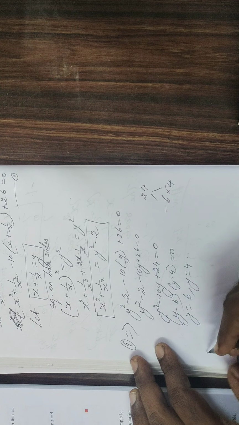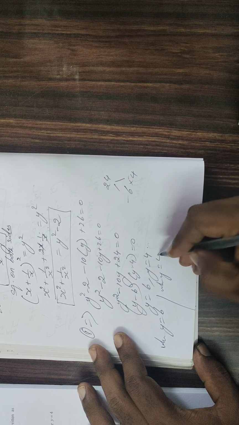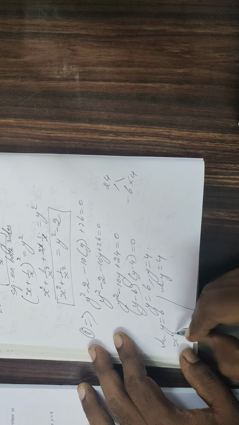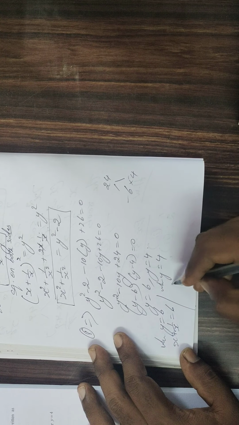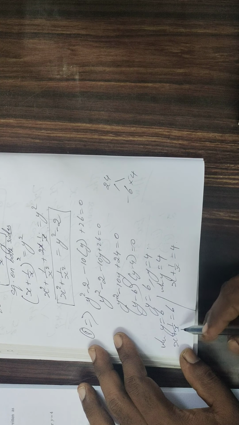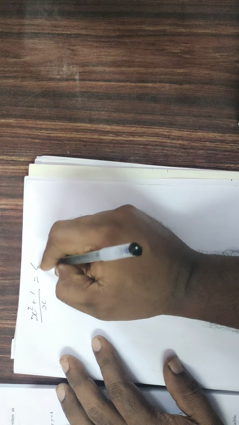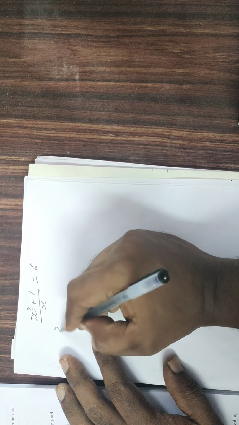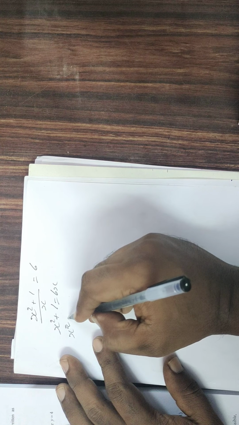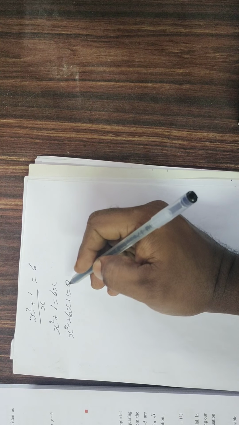But we have to find the value of x. So when y equal to 6 and when y equal to 4, we substitute x plus 1 by x. So x plus 1 by x equal to 6, and here x plus 1 by x equal to 4. Now take LCM, which here is x. So x square plus 1 by x equal to 6. Therefore, cross multiplication: x square plus 1 equal to 6x. So x square minus 6x plus 1 equal to 0. Alright, now we can factorize.